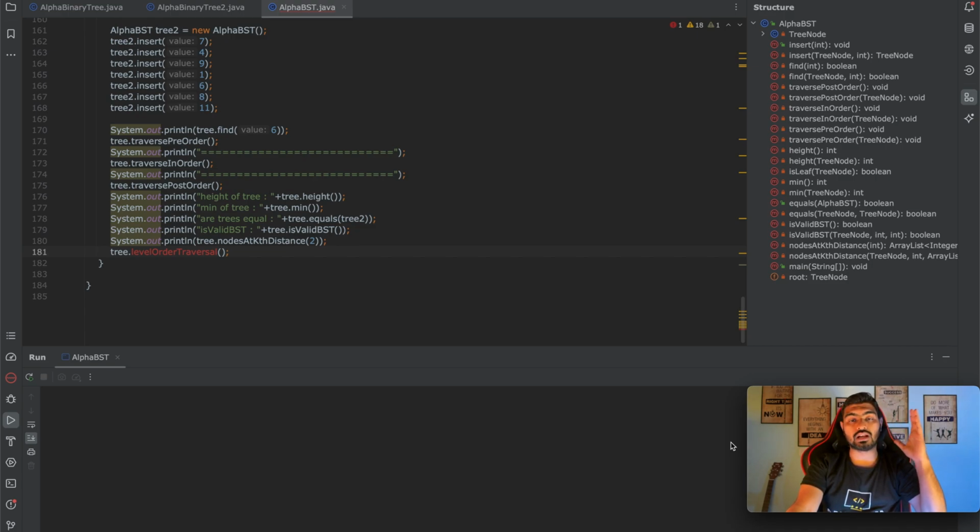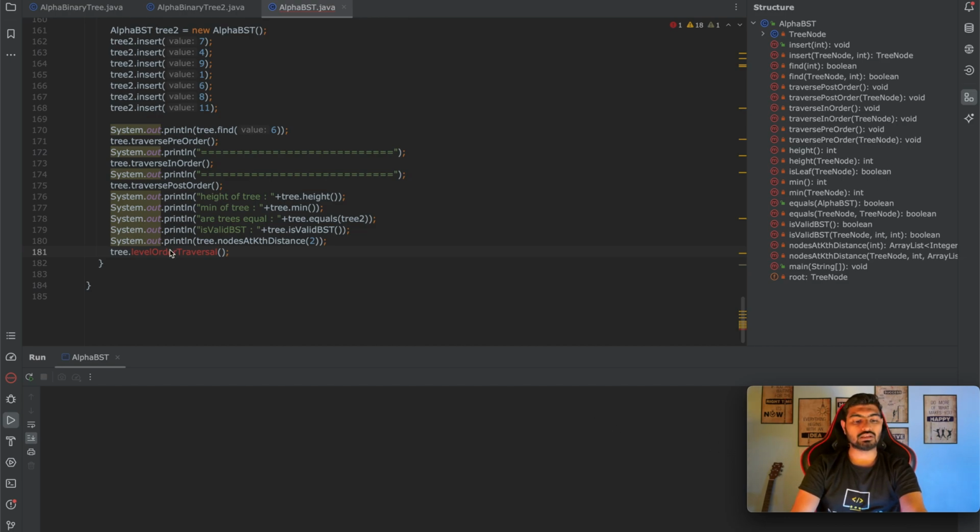As you know, we talked about the traversal algorithms, right? Which is breadth first traversal and depth first traversal. We already talked about depth first traversal, where we talked about pre-order, in-order, and post-order traversal, right? Now we are going to talk about breadth first traversal, which is also known as level order traversal, where we traverse the tree level by level.